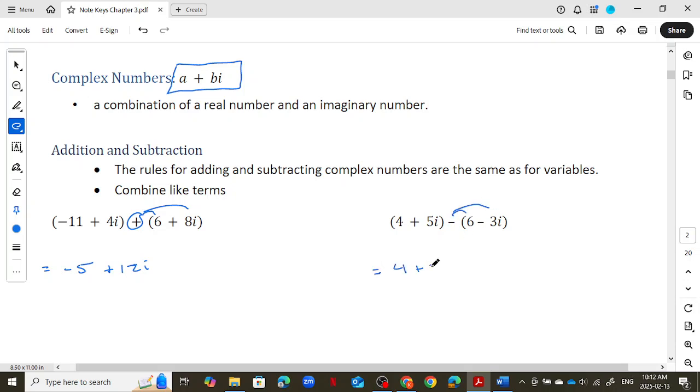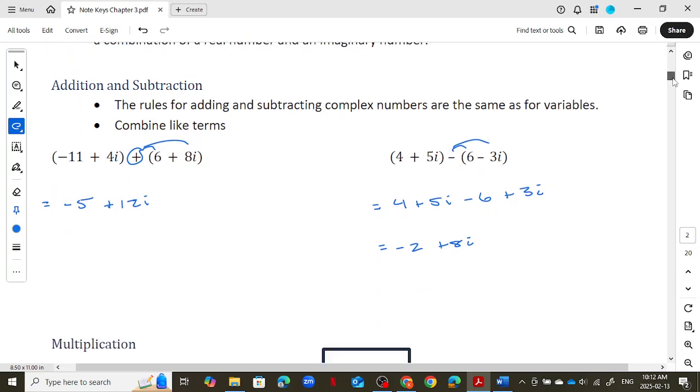So you'd have 4 plus 5i minus 6 plus 3i. And then we can collect like terms. We've got 4 take away 6 is negative 2, and then 5i plus 3i would be plus 8i. So nothing new. The only difference being that if this was an x, you'd write it first, and since this is an i, you write it second.